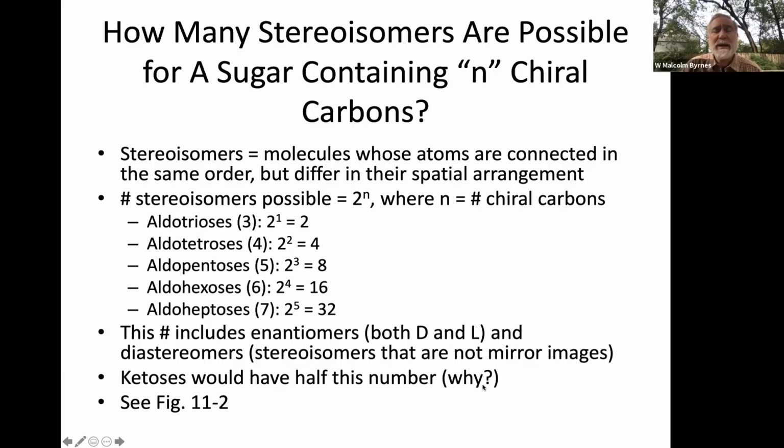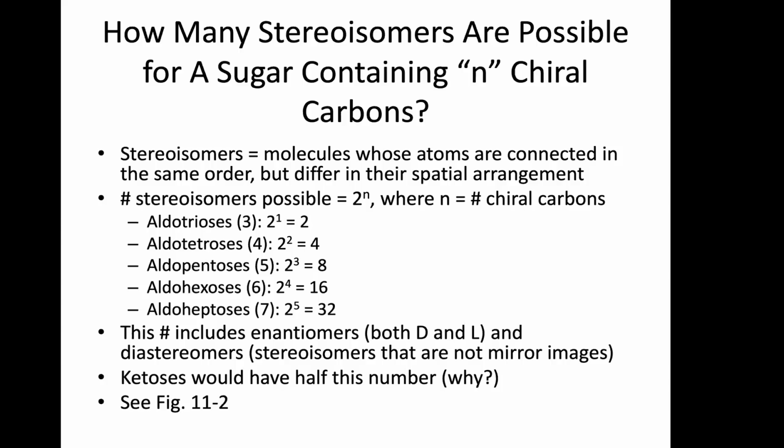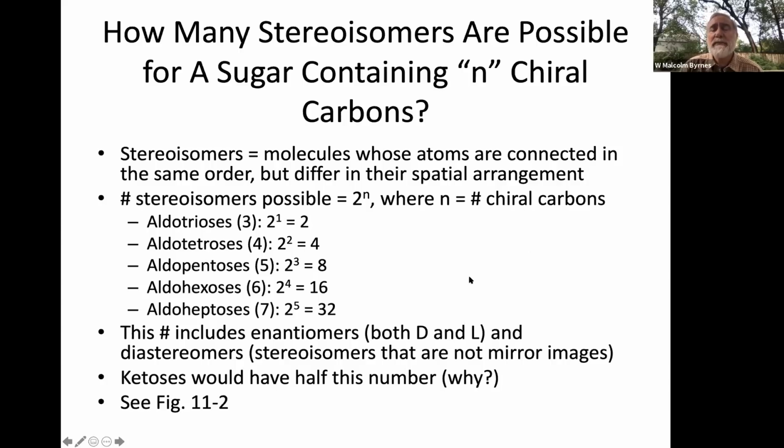Why is that? Does anybody want to guess why ketoses would have half the number that aldoses have? Because they have fewer chiral carbons. Yes, that's correct. When you have that ketone functional group there in the middle of the molecule, that knocks out one of the chiral carbons. So you have fewer, and therefore fewer stereoisomers.